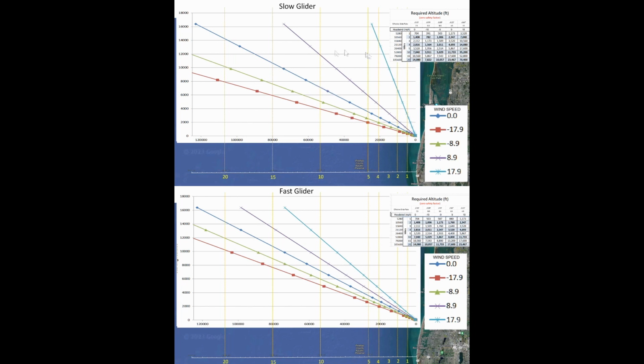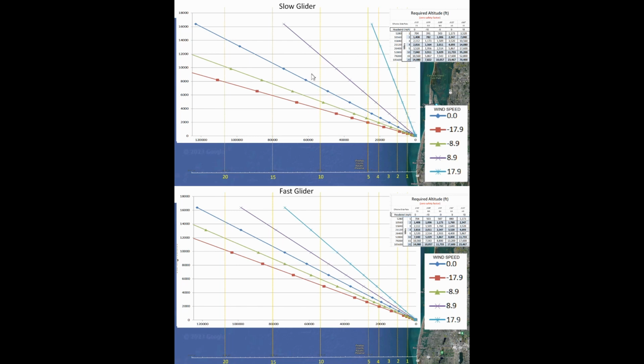However, you see the slow glider is a little more volatile, so it takes a huge hit with a headwind as far as making ground, your glide distance. However, it benefits with a tailwind in that it glides farther. And with the faster glider down here, you see how things are a little bit tightened up, closer to that nil wind, that ideal situation. So there's less of an impact with a tailwind and with a headwind.